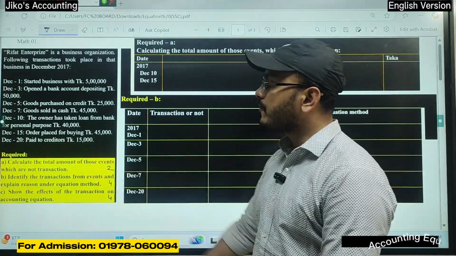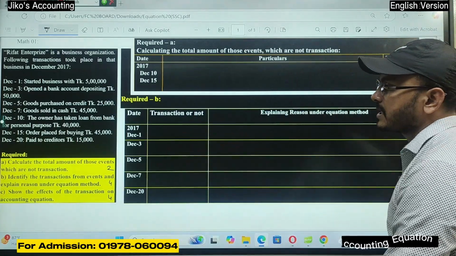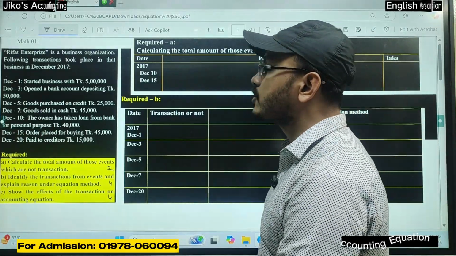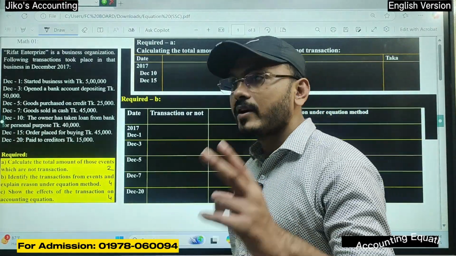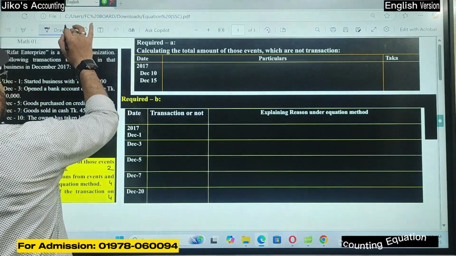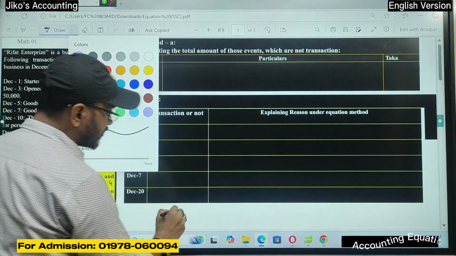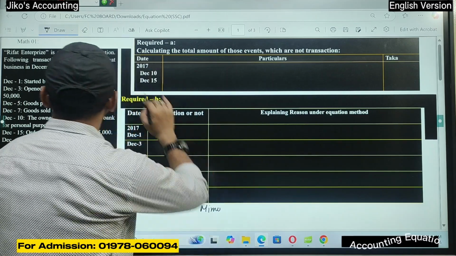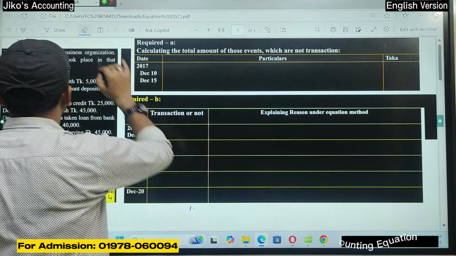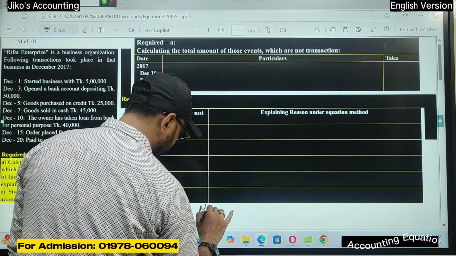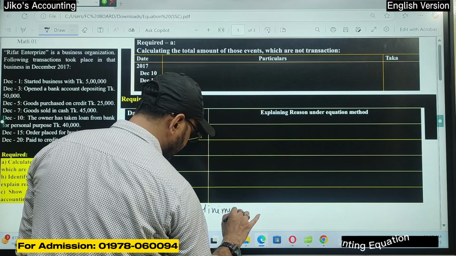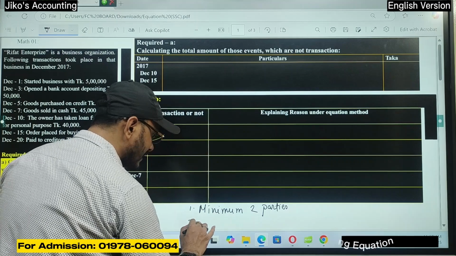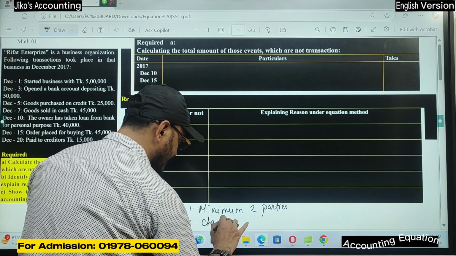So first of all, we have to focus on our first requirement: calculate the total amount of those events which are not transactions. To be a transaction, there must be 2 conditions. How many conditions? Only 2 conditions. The first one: there must be a minimum of 2 parties. That is the first criterion. And the second is changing the financial condition of the business.